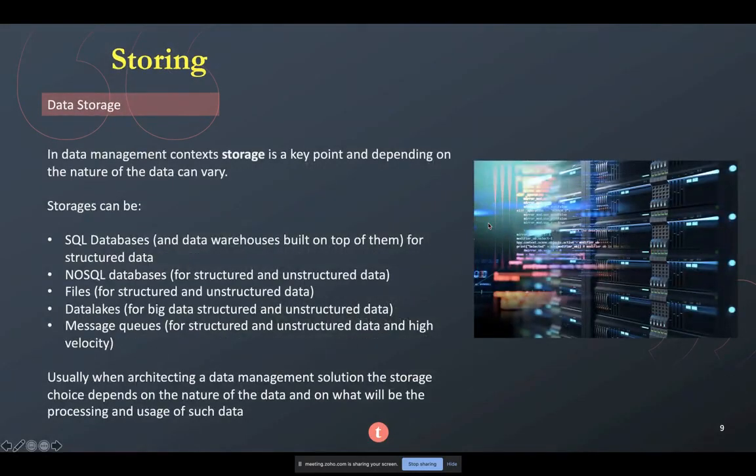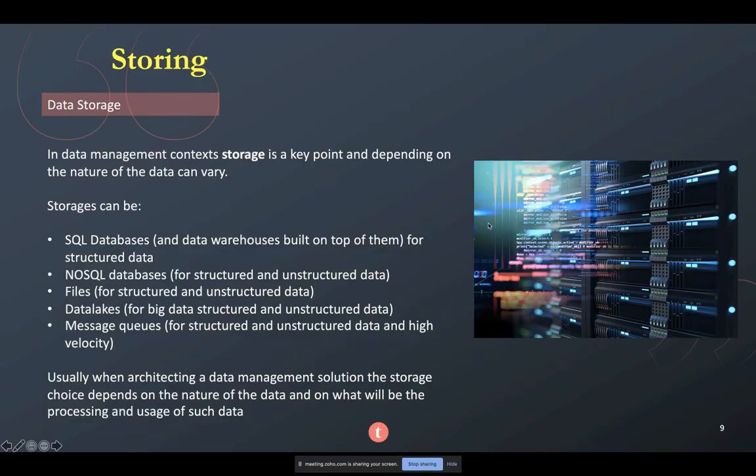Then the third important part of a data management platform, and of a data management architecture, is the storage. The storage is the key point, because it represents the container where all this data is placed in order to be processed afterwards.